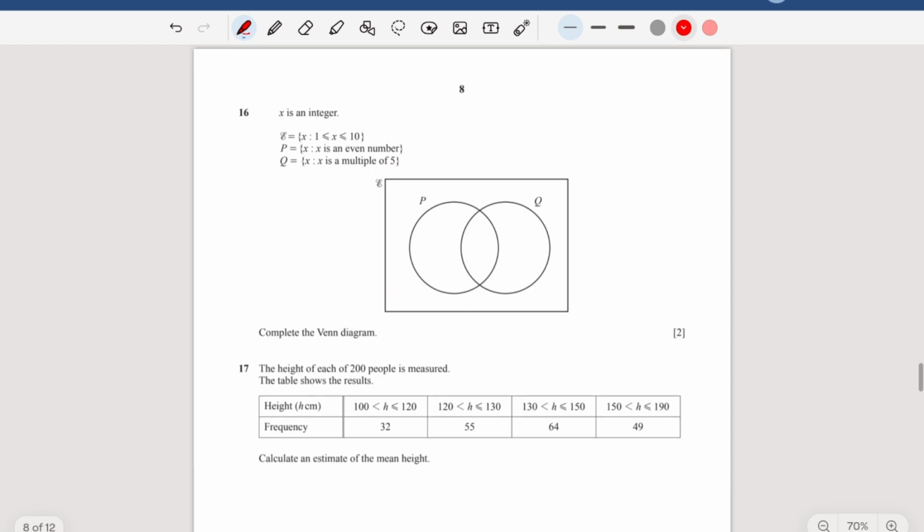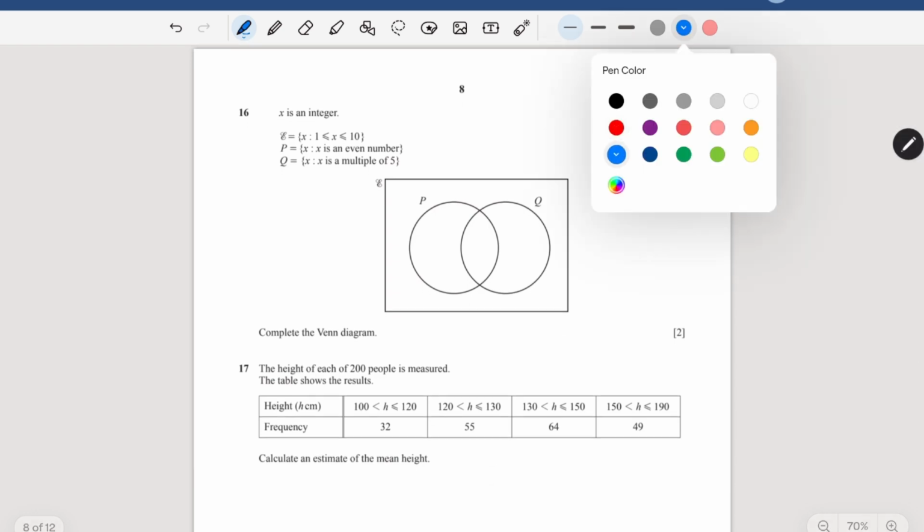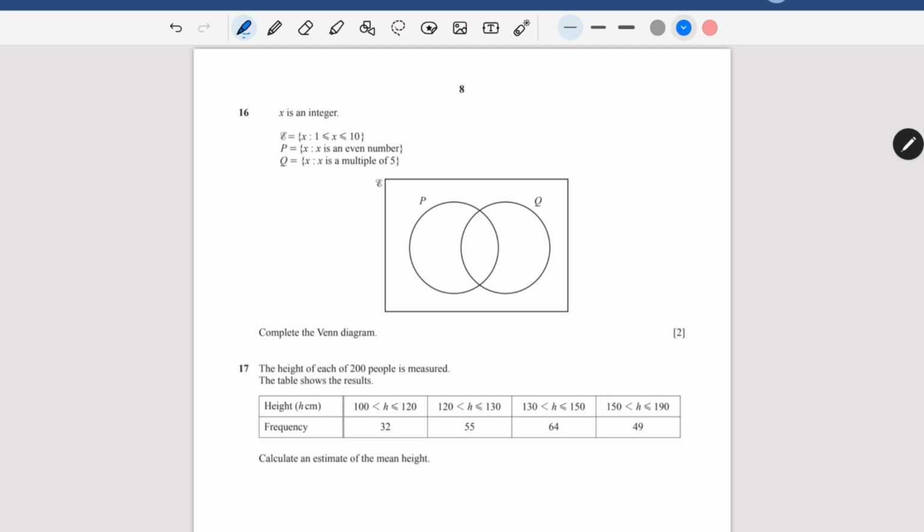Now let's look at question 16. You have a Venn diagram over there. x is an integer. The universal set is from 1 to 10. P is an even number. Q is a multiple of 5, and since the universal set is already mentioned as 1 to 10 only, a multiple of 5 could be 5 or 10.